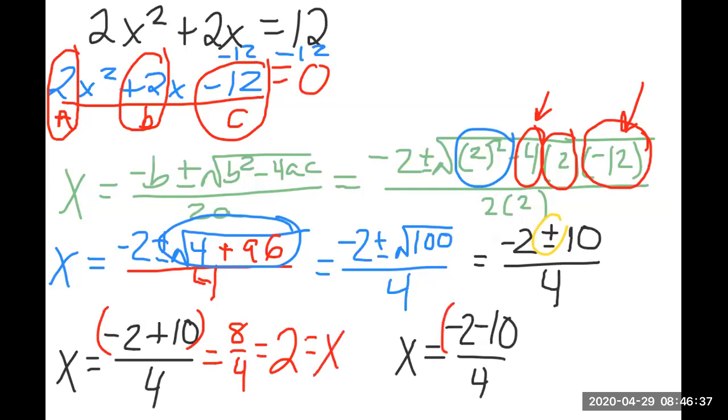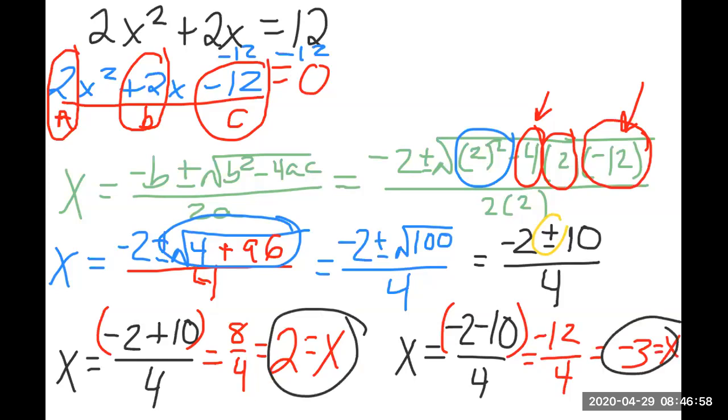Here, -2 minus 10 is -12. And -12 divided by 4 is -3. For question number 4, it asks you to list your answers in order from greatest to smallest. Here it already is that way. Since 2 is bigger than -3, we would have x equals 2, and then x equals -3 in that answer box.